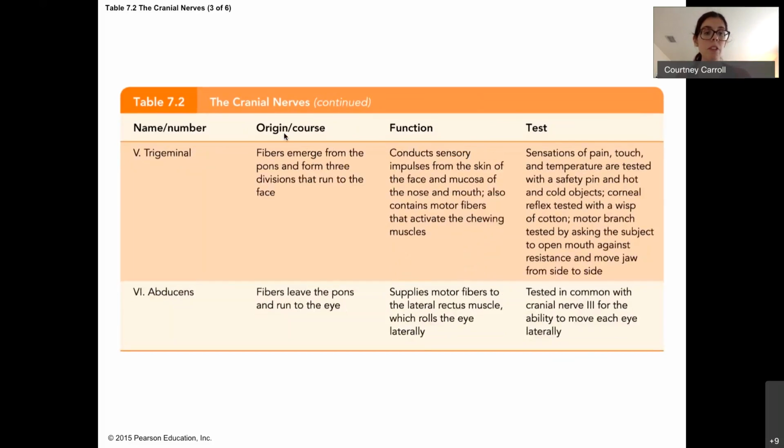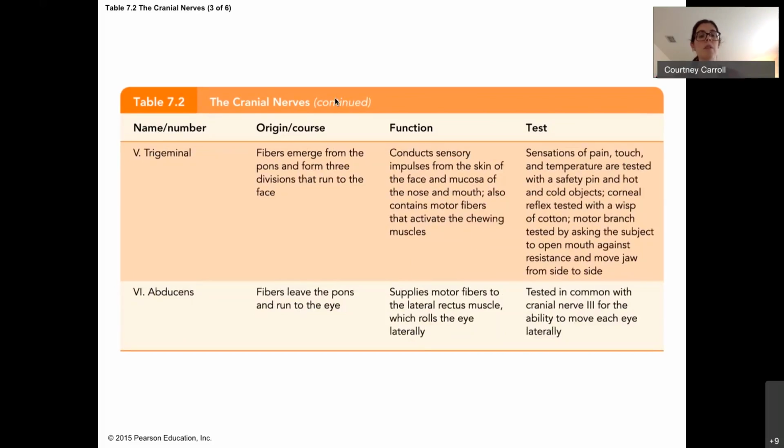Okay. Cranial nerve 5 is our trigeminal nerve. This comes from the pons. We talked about the pons before. And this runs into your face and carries sensory impulses from the skin of your face and the mucosa of your mouth, and also the motor responsible for chewing. So your trigeminal helps you chew.